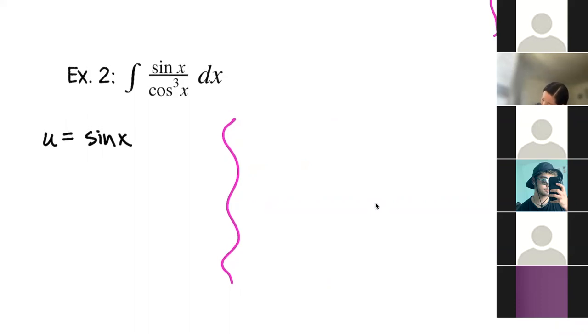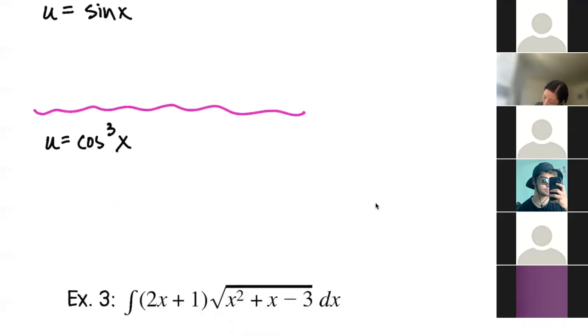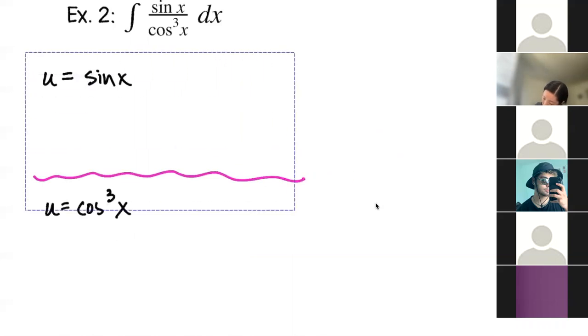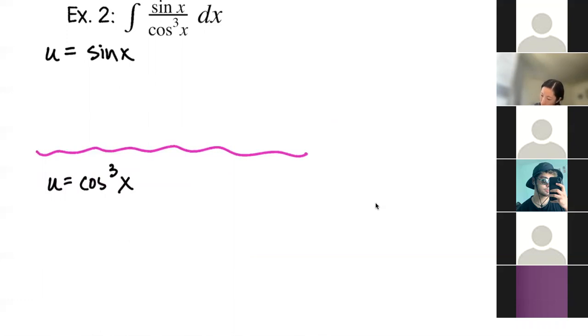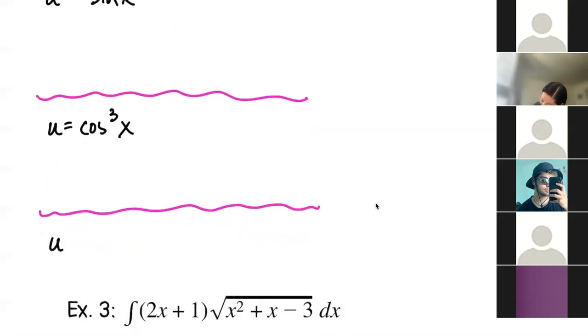What else could I choose as my u? Maybe let's do it vertically. Okay, we've got u equals cosine cubed x. That seems to be another option. Okay. Any other options that folks want to try? One over cosine cubed. Okay. So we could say u equals 1 over cosine cubed x. All right.